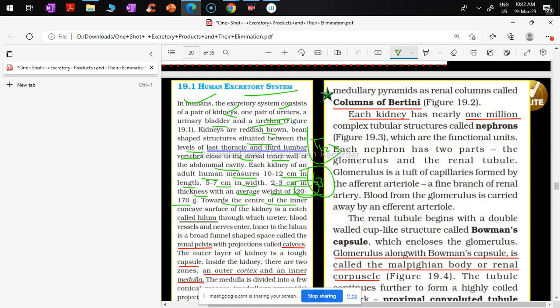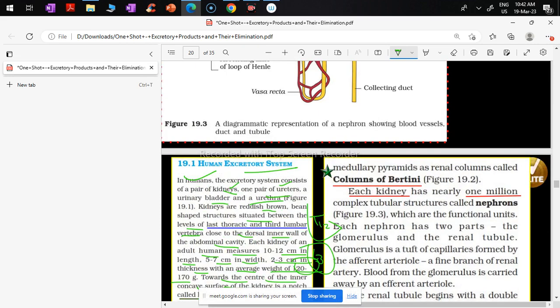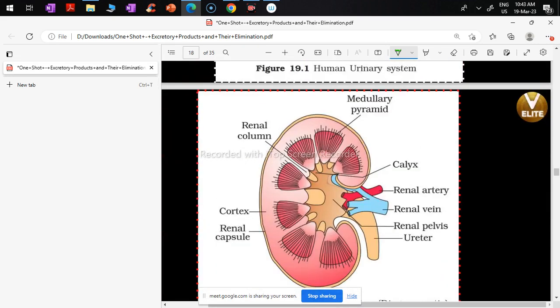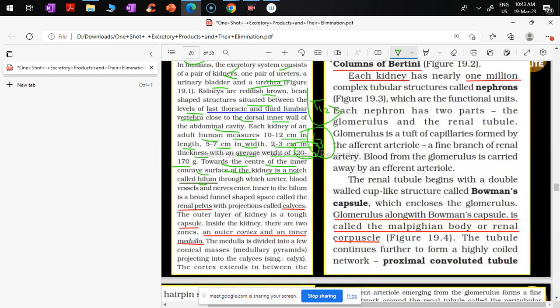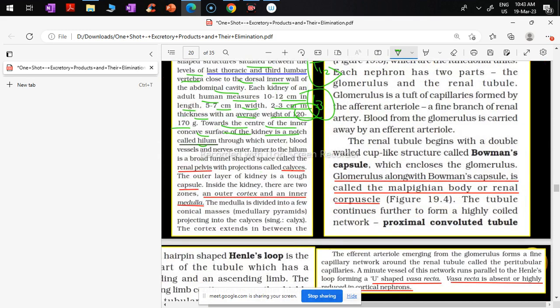Towards the center of the inner concave surface of the kidney is a notch called the hilum. Important, there is a notch which is called the hilum. Sometimes the question is asked, where is the hilum present? Towards the center of each concave surface of the kidney, there is a notch called the hilum, through which the ureter, blood vessels and nerves enter.